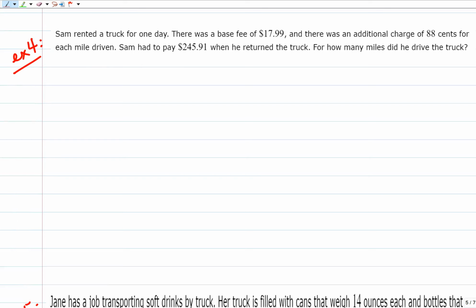Sorry, the text is a little smaller. What I will do is I'll read it for you. Sam rented a truck for 1 day. There was a base fee of $17.99, an additional charge of 88 cents for each mile driven. Sam had to pay $245.91. When he returned the truck, how many miles did he drive the truck? Dang it, Sam, I sent you out to drive a truck and you came back with a friggin' math problem, right?